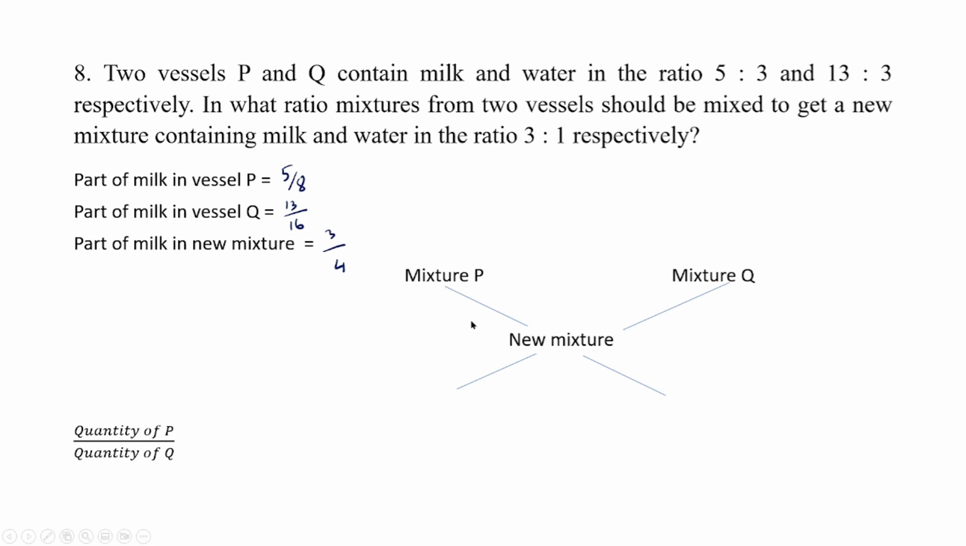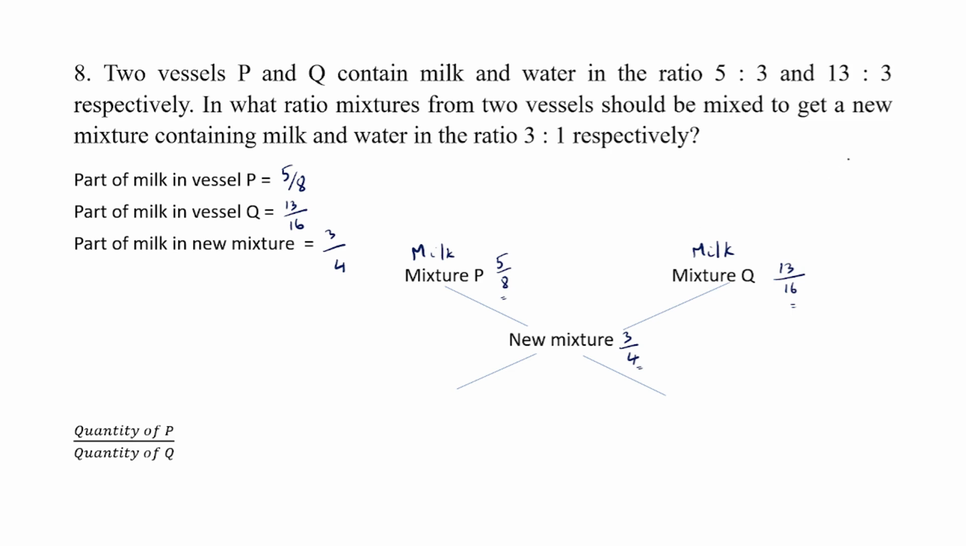Now we have to find the ratio in which we have to mix P and Q. Here milk in mixture P is given by 5/8, milk in mixture Q is given by 13/16, and part of milk in the new mixture is 3/4. Now let us make all the denominators equal so that we will be able to find which one to subtract and accordingly find the ratio.